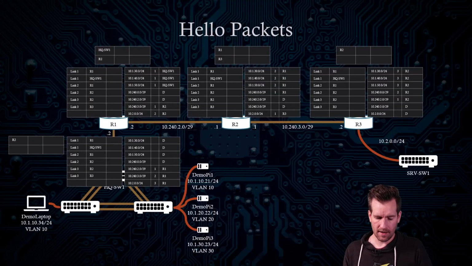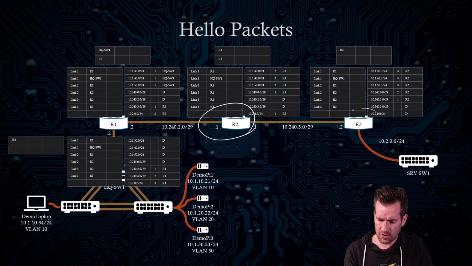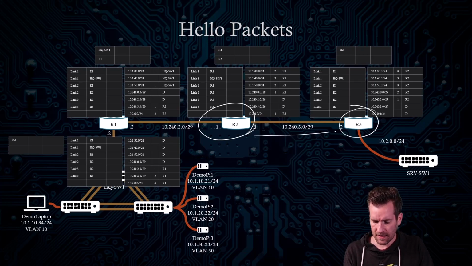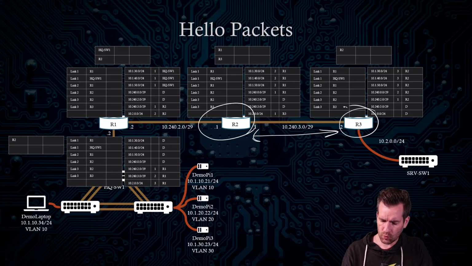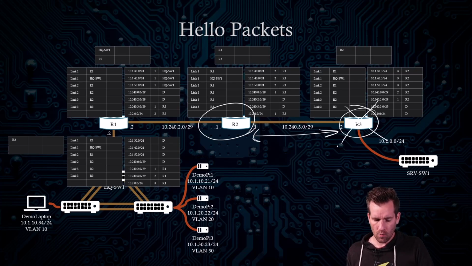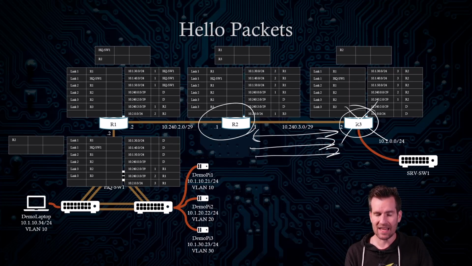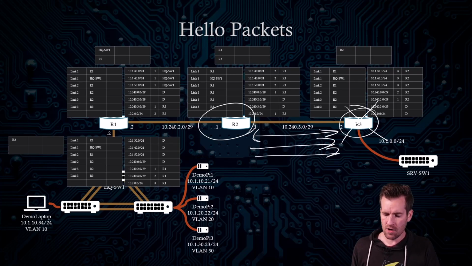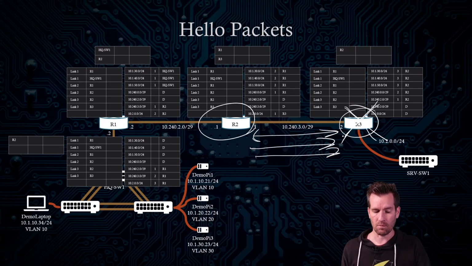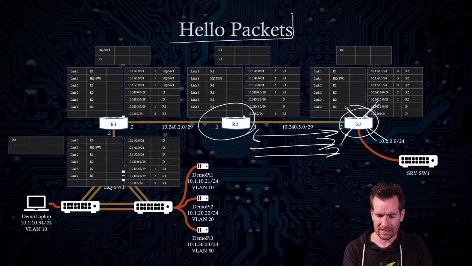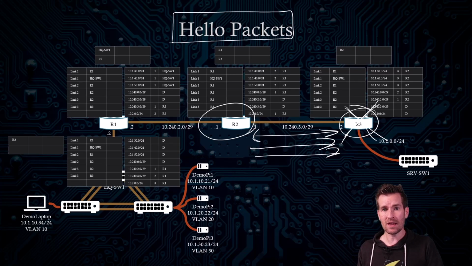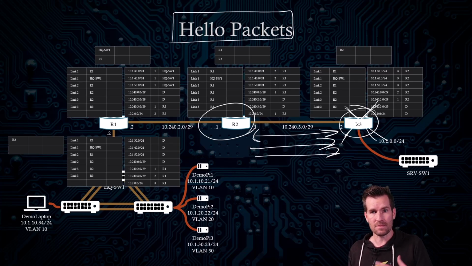In our network here, router 2 has a neighborship with router 3. They've exchanged hello packets and are aware of each other. Now, if router 3 were to go down, router 2 may still continue to send traffic in that direction. It may not know that router 3 is down. So the hello packets will continue to be sent just to make sure that neighborship stays alive.